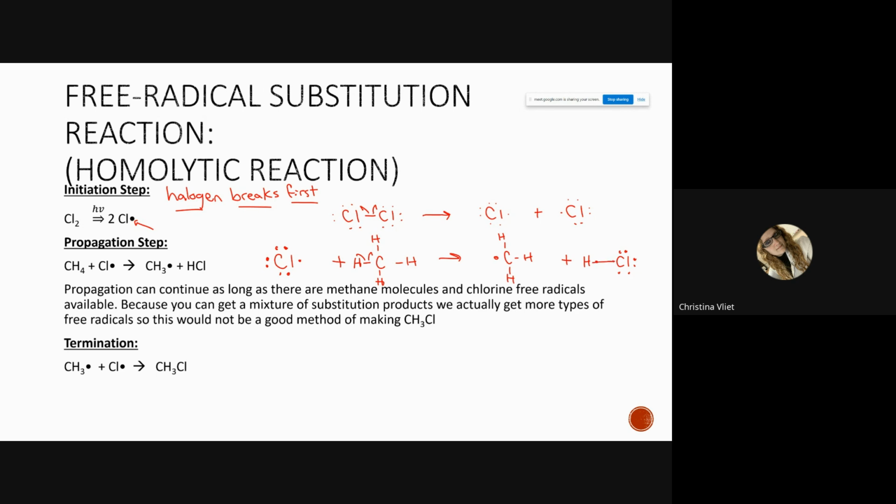Does that step make sense? Yeah. So you start by radicalizing chlorine. We call that initiation, the halogen. Then the halogen steals a hydrogen. That's what happens.